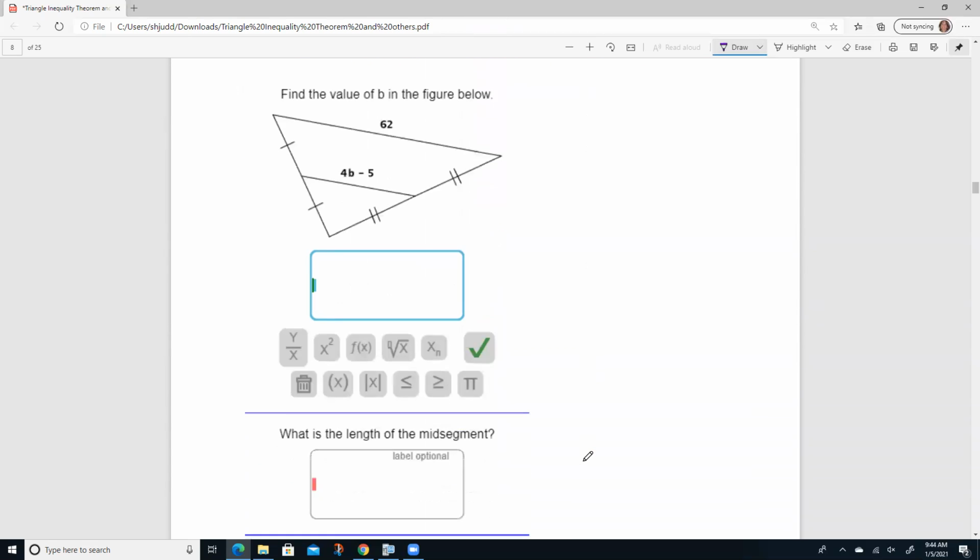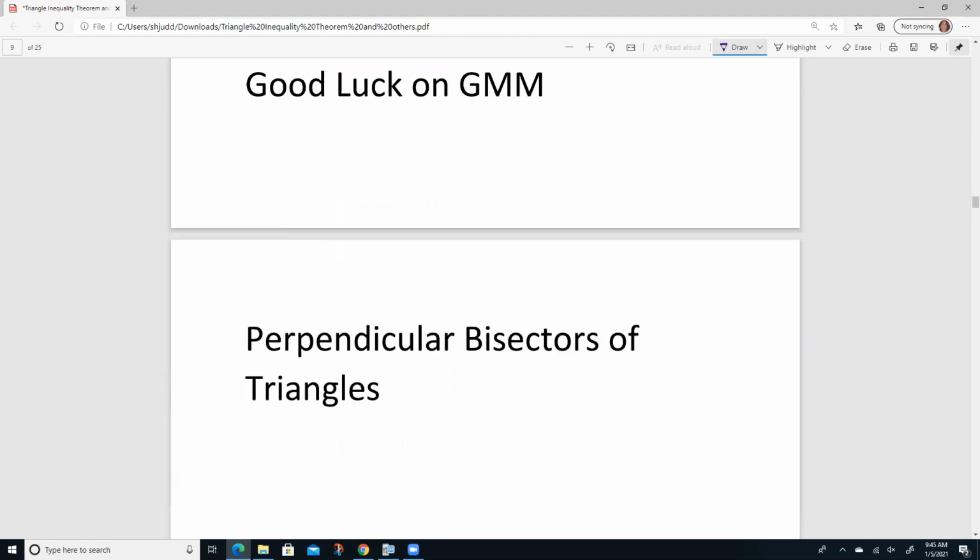All right, let's tackle another problem just like it. I want to find the value of b. Now remember, I need 2 of these. I'm going to go ahead and start off using that. 4b minus 5 plus 4.